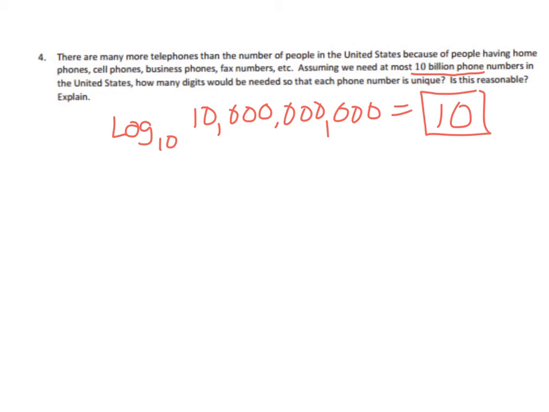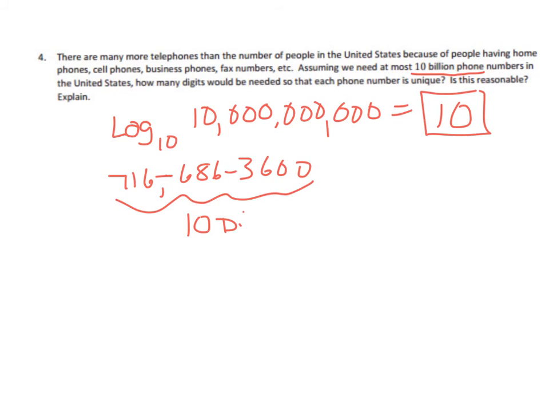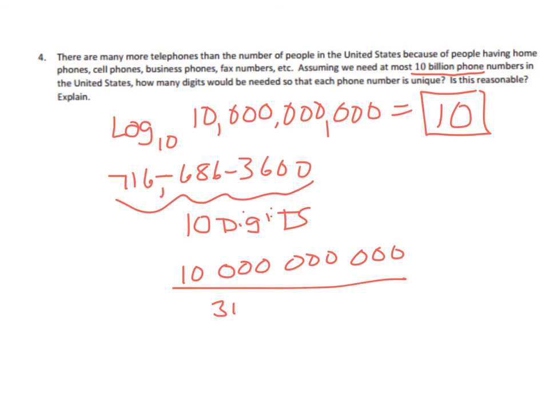Well, guess what our phone number is? Like here at Cheektowaga, we got 716-686-3600, and if you look at it, that's what we base ours off of, which is 10 digits. Okay? Now, is that enough? Well, let's take that. 10 billion generates 10 digits, and right now we have 317 million in the U.S., according to that last census.